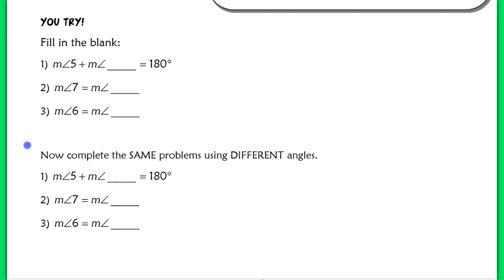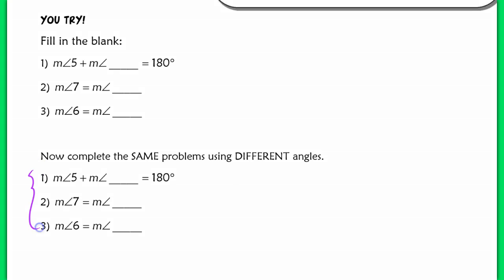Then you're going to do the same problems all over again. This time you're going to use a different angle. So this is just trying to get you to show that there's not just one answer. There's lots of relationships where angles can be congruent to each other. Okay? All right, that's the end of the lesson. So go ahead and get to work, and then we'll check in your notes.